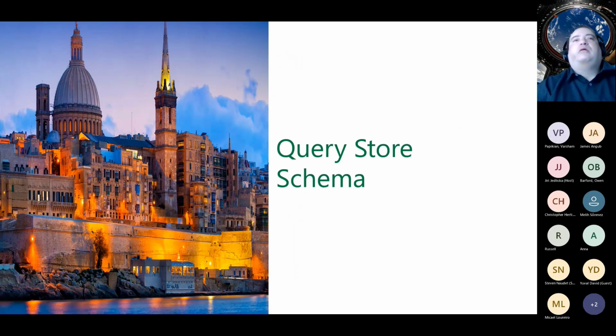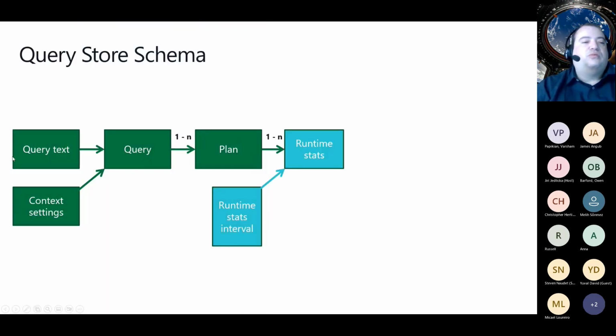And what's the schema of these views? How can we access these views? What's the schema used for these views? So we have one view containing the query text, the text for a query, and one view containing context settings for a query. A query itself involves not only the text of the query, but the context settings. The same query with different context settings is considered a different query. So a query involves both the query text and the context settings.